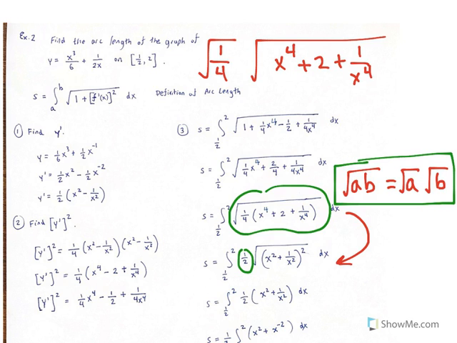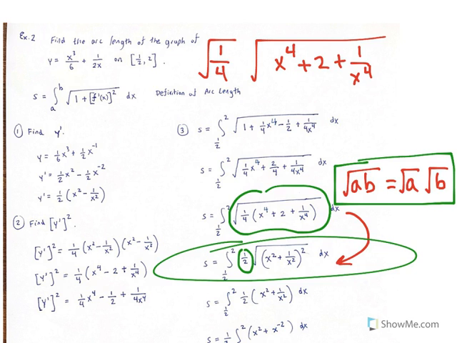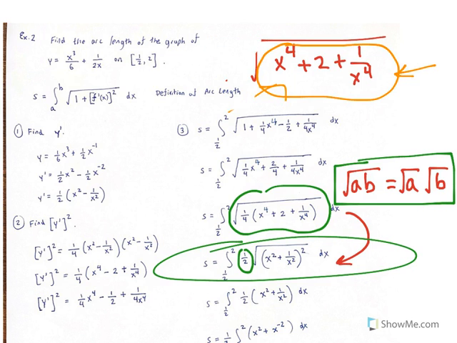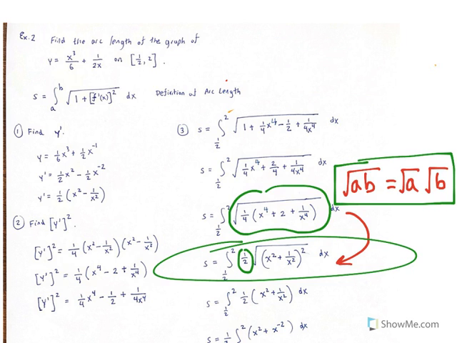So how do I go from what you should have there to what I wrote here? I factored the part that I just circled in gold, and this particular expression, this trinomial, can be factored as the square of a binomial. So that's how we go from there to what I have circled in green here. If you factor x to the 4th plus 2 plus 1 over x to the 4th, you will get the square of this binomial, x squared plus 1 over x squared, squared.